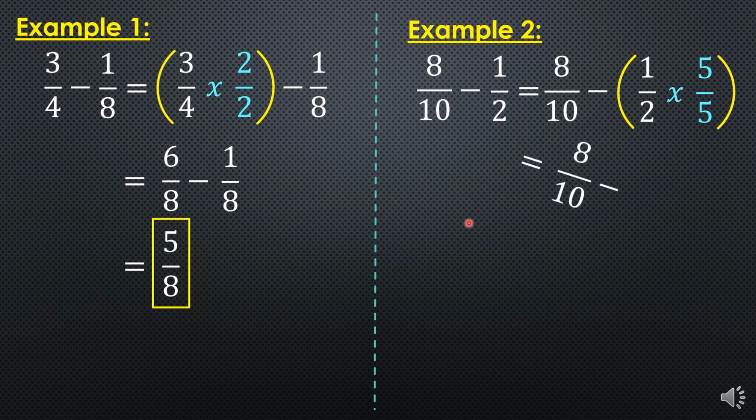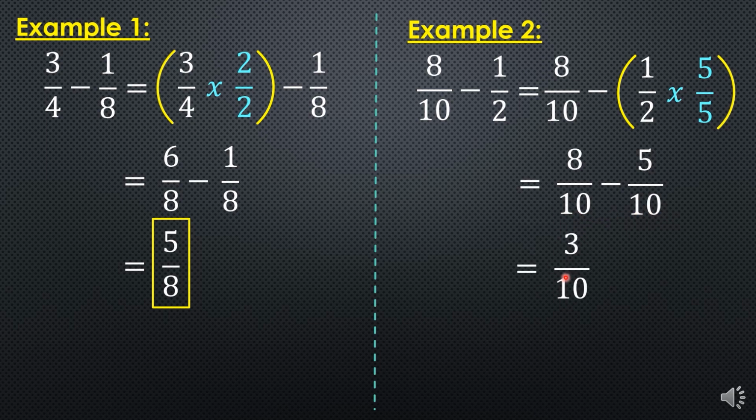Next, 8/10 minus, multiply this one. So we have 1 times 5 equals 5. 2 times 5 equals 10. So the denominators are now the same. We can subtract. 8 minus 5 equals 3. And then copy the denominator. Our final answer, 3/10.